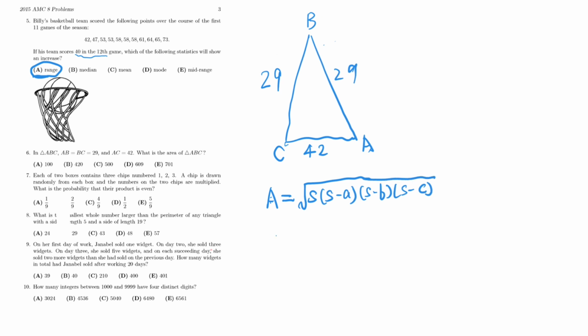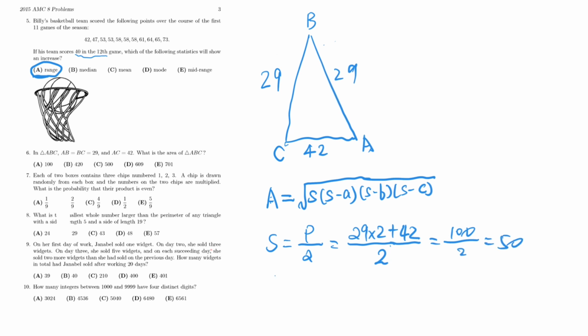So S is the semi-perimeter: perimeter divided by 2. For this problem, it's 29 times 2 plus 42, which is 100, divided by 2. That's 50.